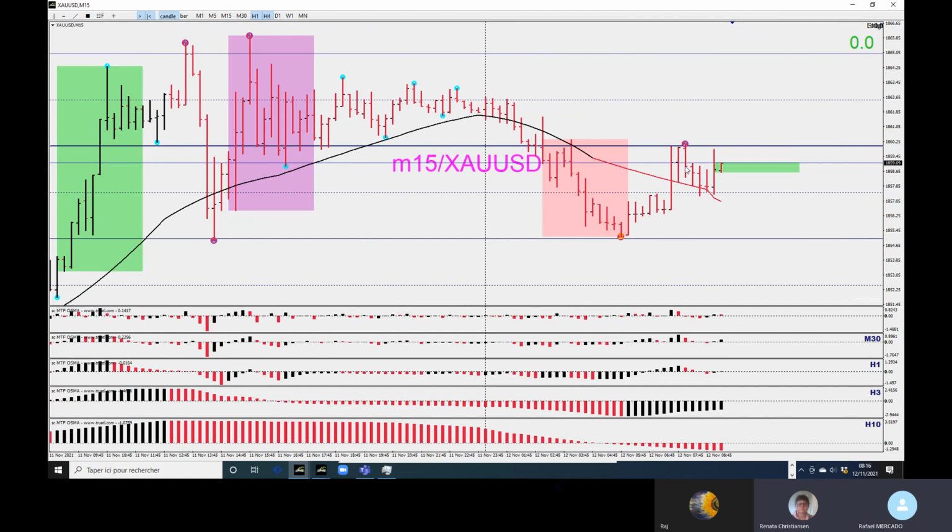Well, we have the candlestick red, but nothing is lining up. The H10 is not lining up. No. The H3 is not lining up. We're going short.